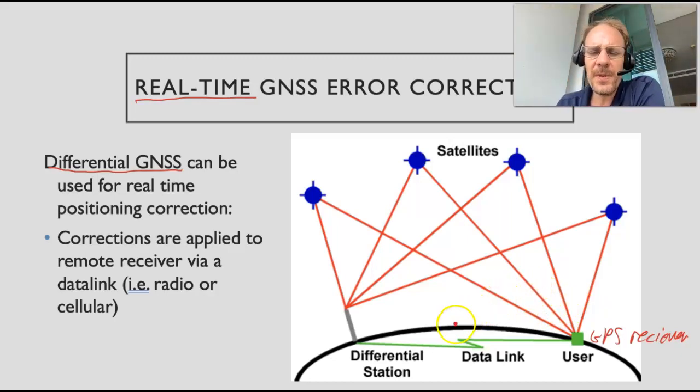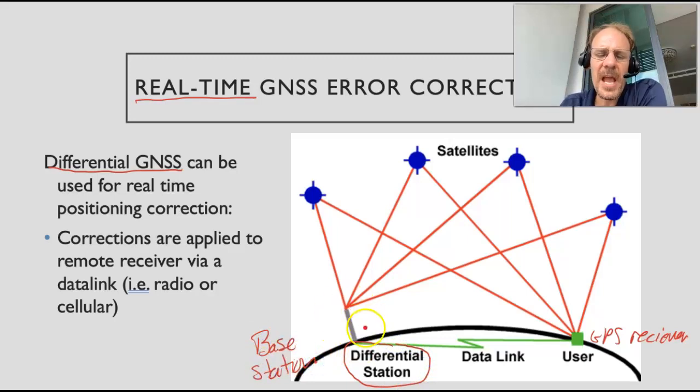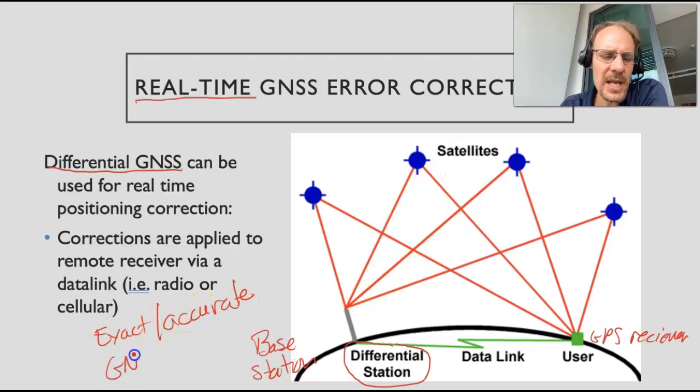So what we do is we have what we call a differential station. Sometimes these can be called a base station. Okay? And it's a permanent station. And what we've done is we know its exact location. So the base station, we know its exact, accurate location. Okay, so we know its location. And then, just like our receiver, it's calculating its GPS or its GNSS location. So then it calculates its GNSS location.